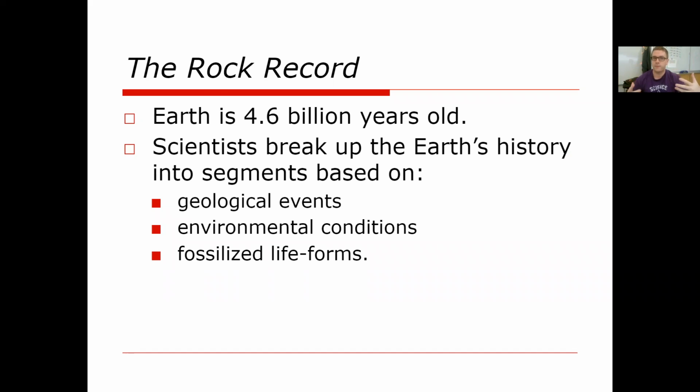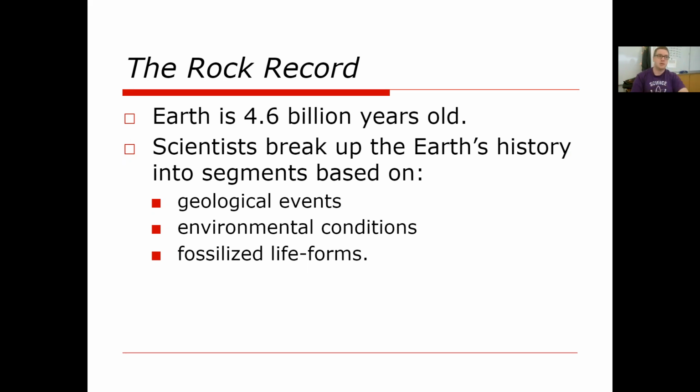It's just unfeasible. So what scientists do is they break down that 4.6 billion years into much smaller, much more manageable sections or segments based on different types of geological events that occurred, like rock formation, rock deformation, plate tectonics moving, supercontinents like Pangea coming together, breaking apart, meteorite impacts, things of that nature as far as geological events occur.